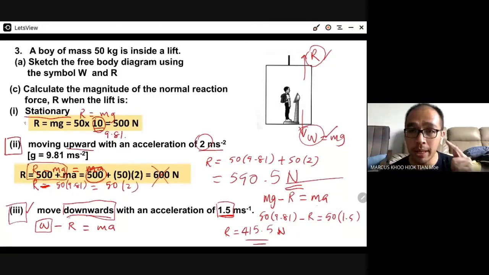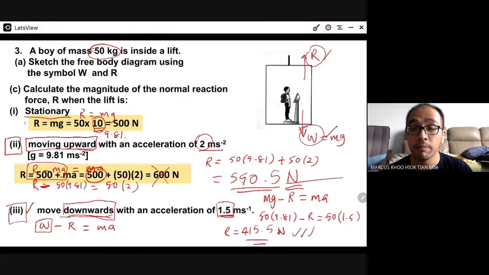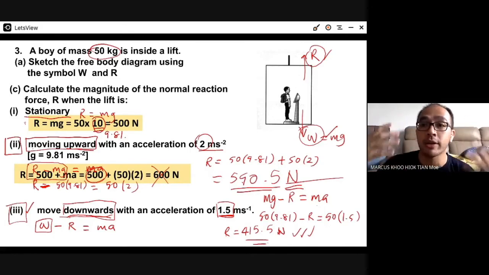So this mathematically proves our point. When an object is moving upward, the girl is going to feel heavier. The reading on the weighing machine is going to be heavier, although she's actually only 50 kilograms, about 500 newtons. But when it is moving downwards with acceleration, she's going to feel much lighter. But her weight actually doesn't change. It is the reading that changes because of the acceleration.